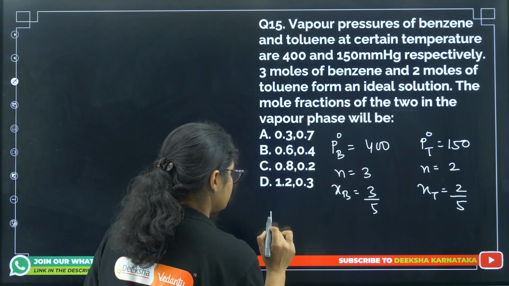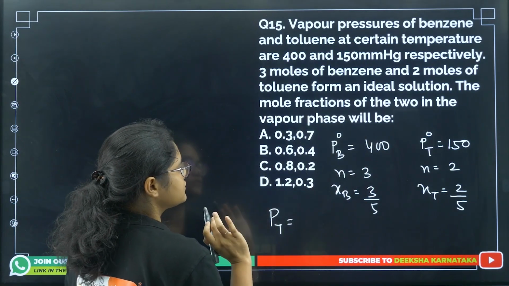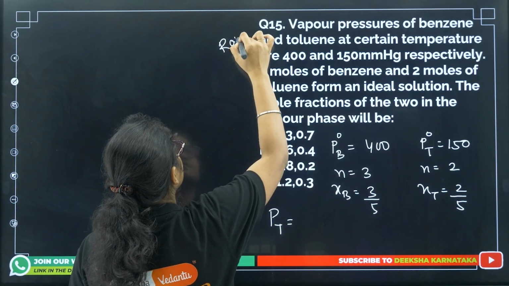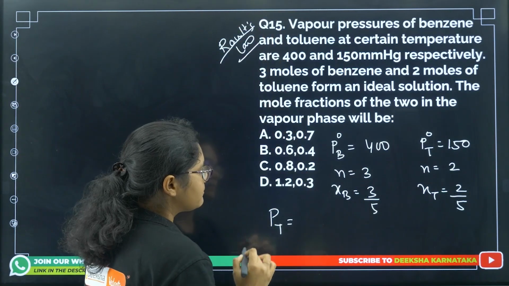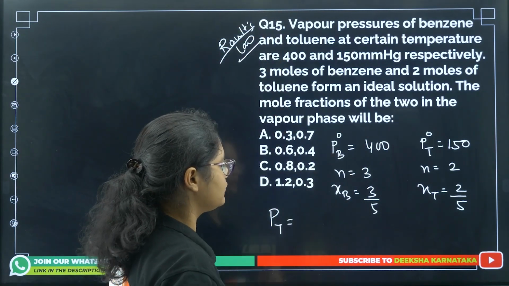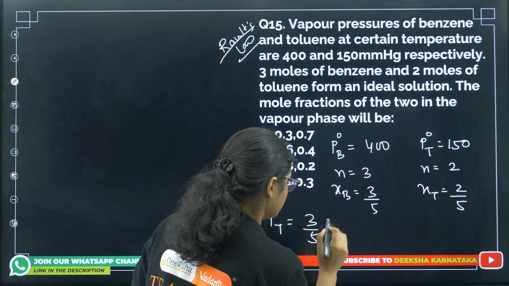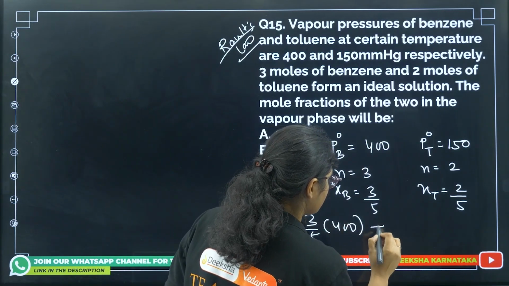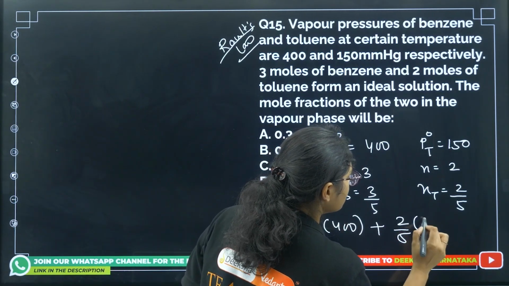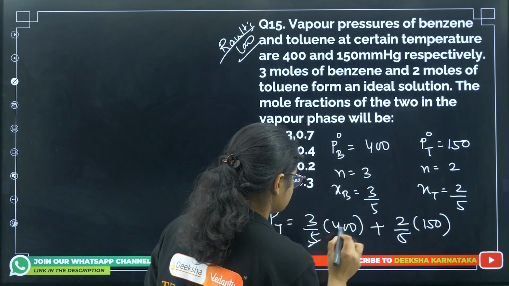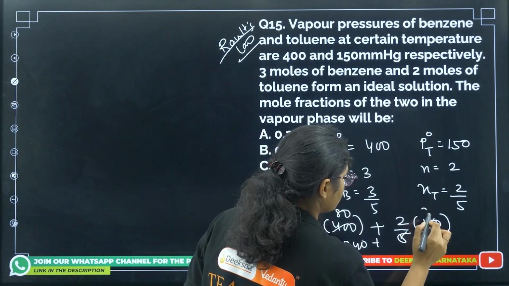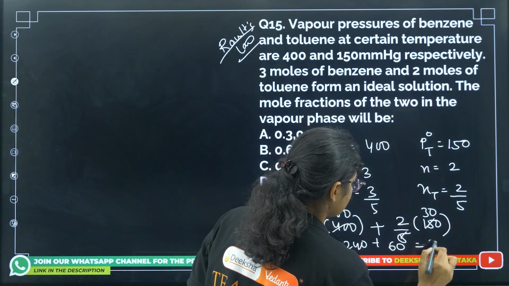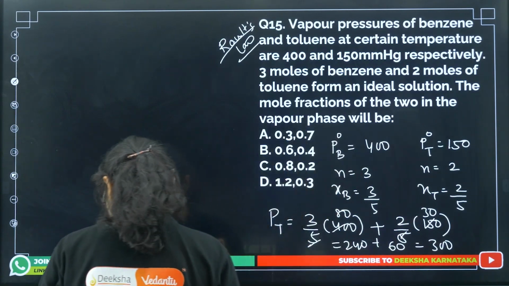Let us calculate the total pressure here. Okay, you have to use Raoult's law. So this question I can say is from Raoult's law. Okay, so now PT, total pressure is XB into P naught B, that is 3 by 5 into 400, right? Plus here 2 by 5 into 150. So now if I solve this, I'll get 240 plus 60, that is 300, right? The total pressure is 300.